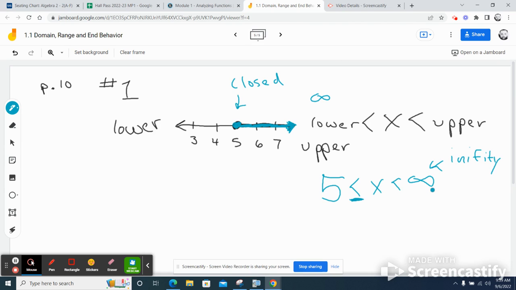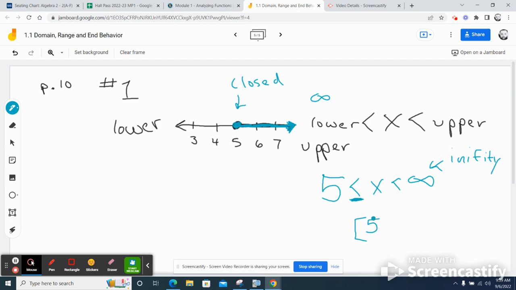Okay? Now, how do I write that in interval notation? Well, I've got to do a bracket or a parentheses. What do I do? Bracket. Yes. Can somebody tell me why we do the bracket? Yeah, it shows that it's included, or that we have this equal sign. So because we have this equal sign, I put the bracket, right?